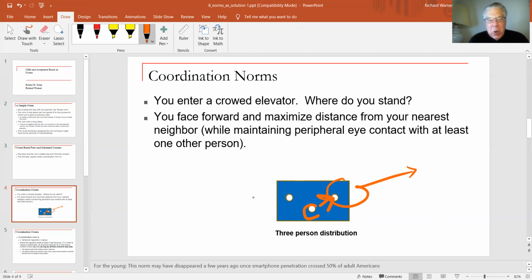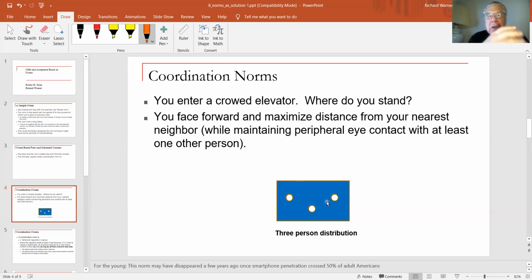Maximize the distance from your nearest neighbor, right? Get as far away as you can from the person closest to you. And if you think about it, there you want to maintain some peripheral eye contact. But if we were getting very precise about the norm, we'd want to mention that. But our idea is just a norm. What we want to notice is there's a norm where people coordinate their actions. And that's the kind of norm that we'll look at to explain how people coordinate their actions in market transactions, in marketplaces. So that's the idea of a coordination norm.